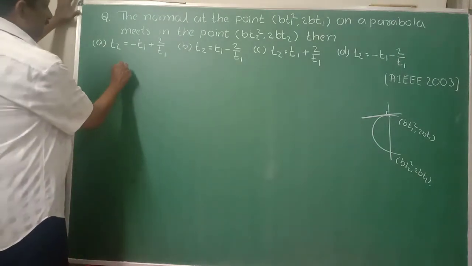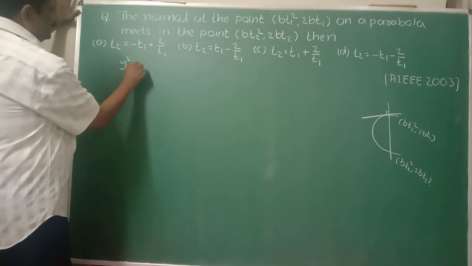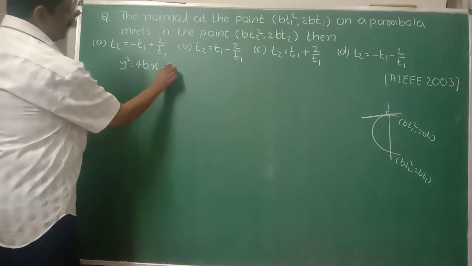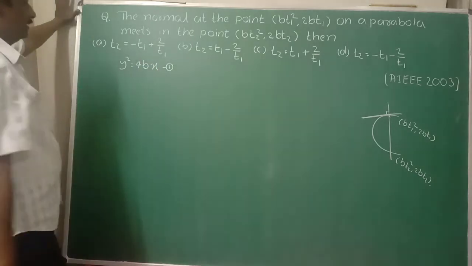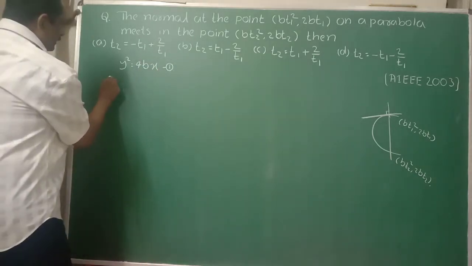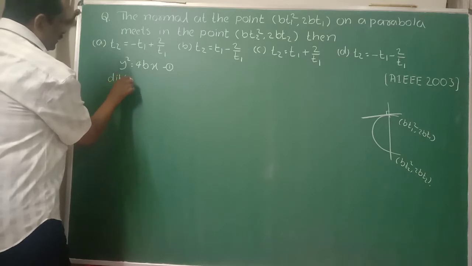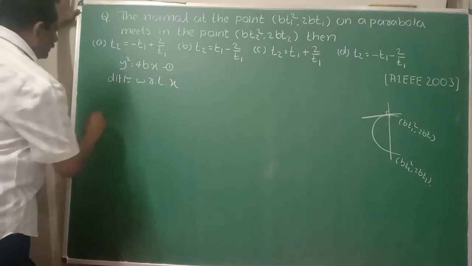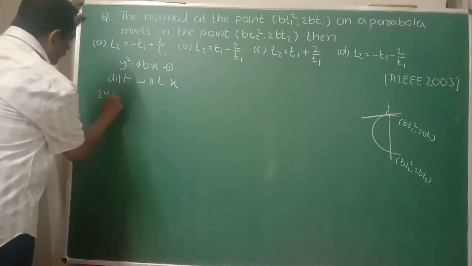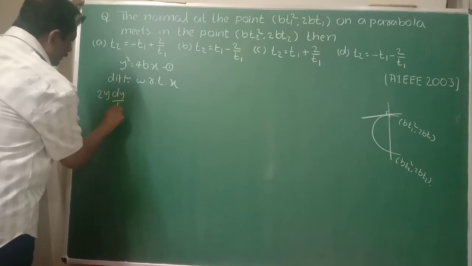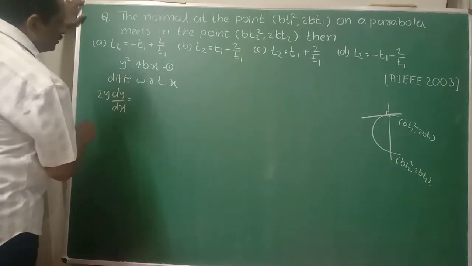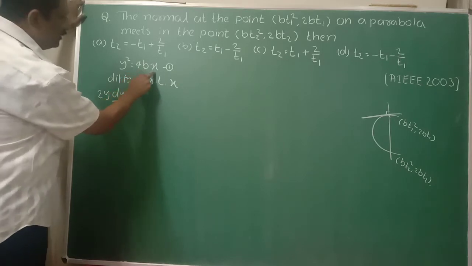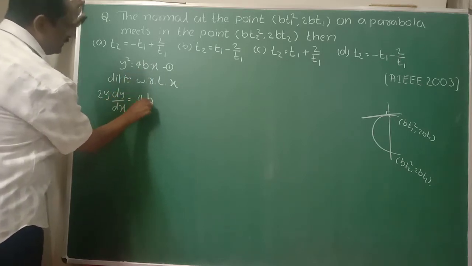Hence y square is equal to 4bx. This is the equation of the parabola. Then differentiate. Differentiating with respect to x, we get 2y into dy upon dx is equal to, the differentiation of x is 1, and 4b is a constant, so 4b into 1 becomes 4b.